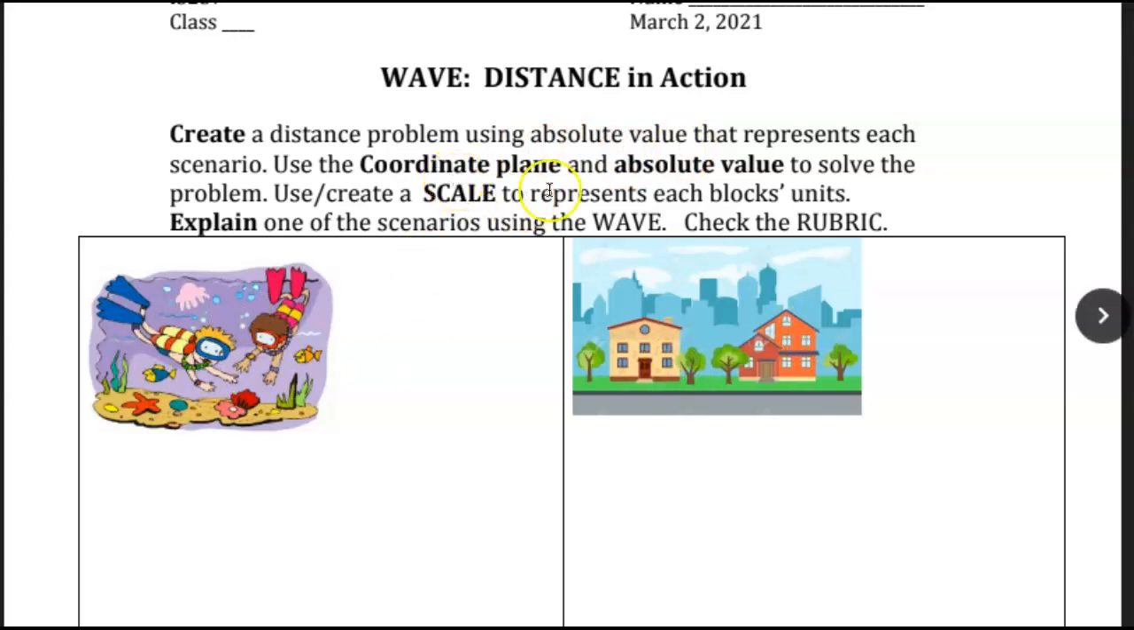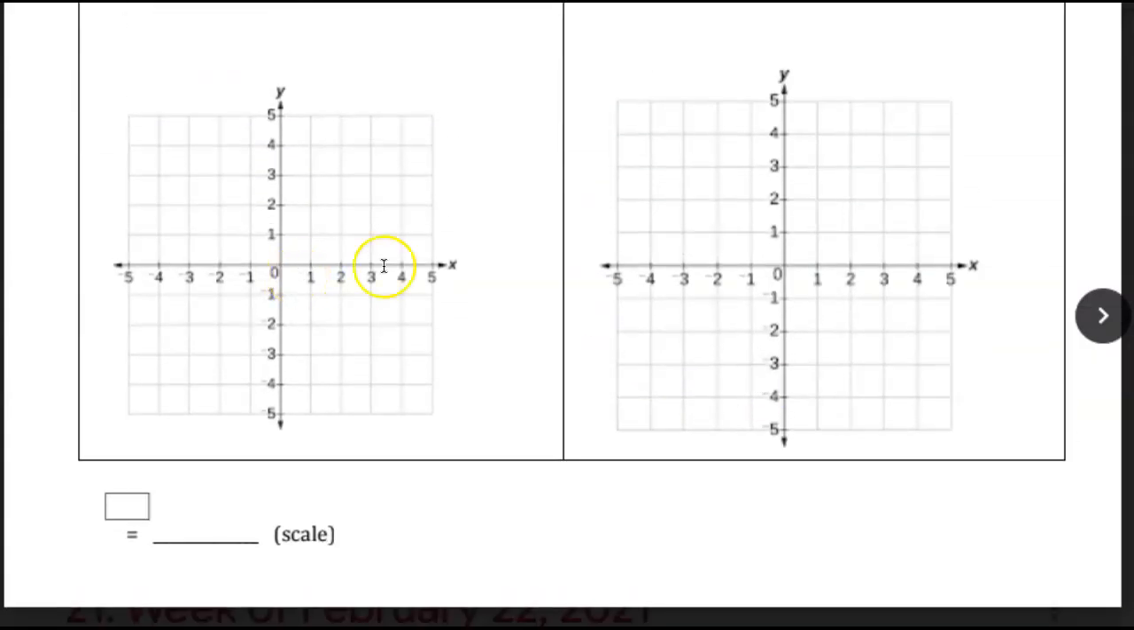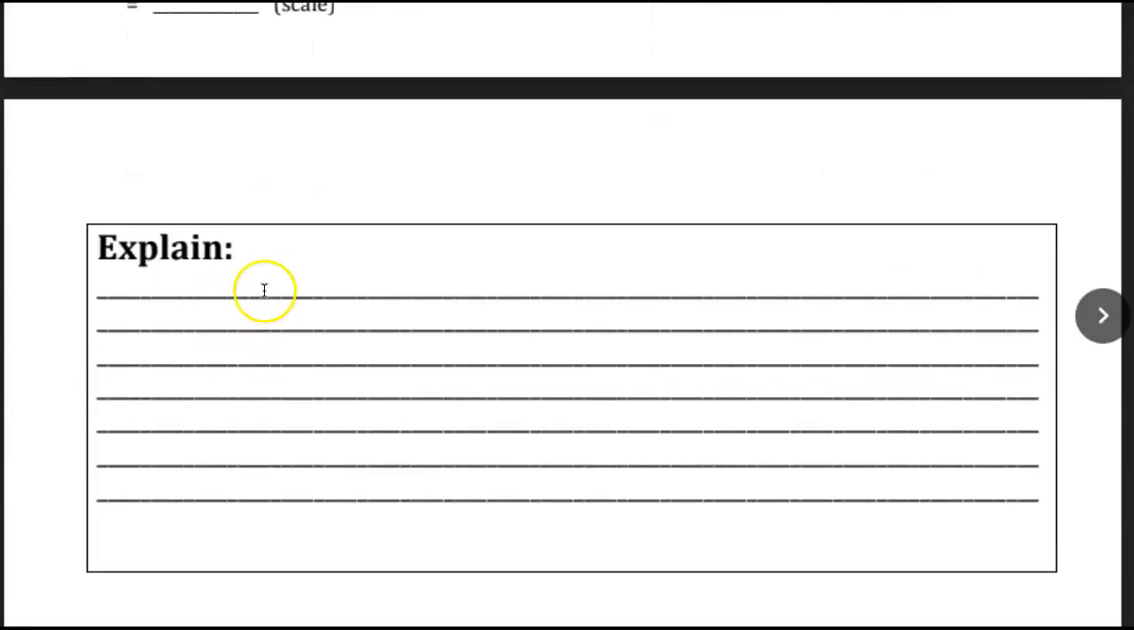So make sure you use a coordinate plane and an absolute value problem. Use a scale if it is necessary to represent each block or unit. You explain one of the scenarios using the wave. You could plot your points here. You could create your scale and you need to explain.